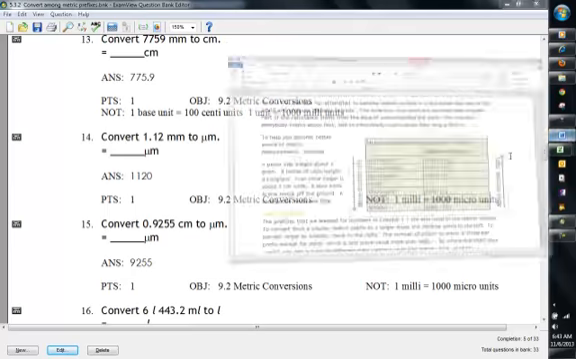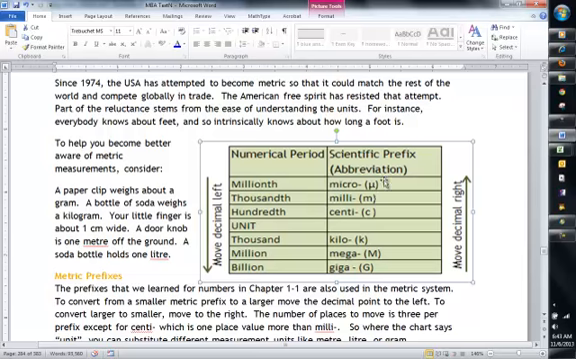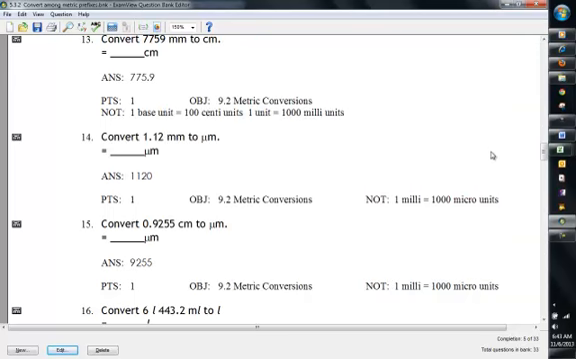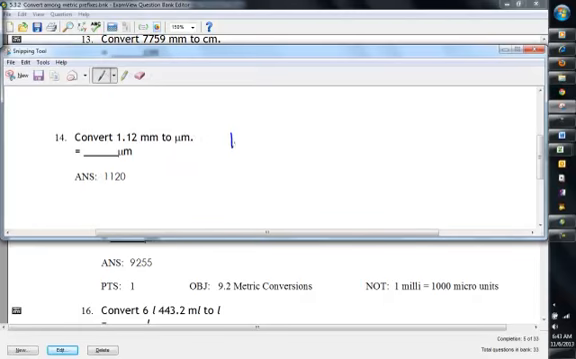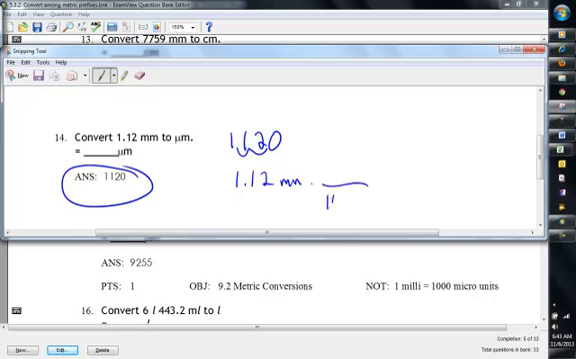Millimeters to micrometers. Milli to micro is move the decimal point to the right, and it's always 3 places unless you're in the centimeter row. So we would go 1, 2, 3 places to the right, have to add a 0, makes it 1100. Or we could take 1.12 millimeters times 1000 millimeters is 1 meter, times 1 meter is 1 million micrometers.